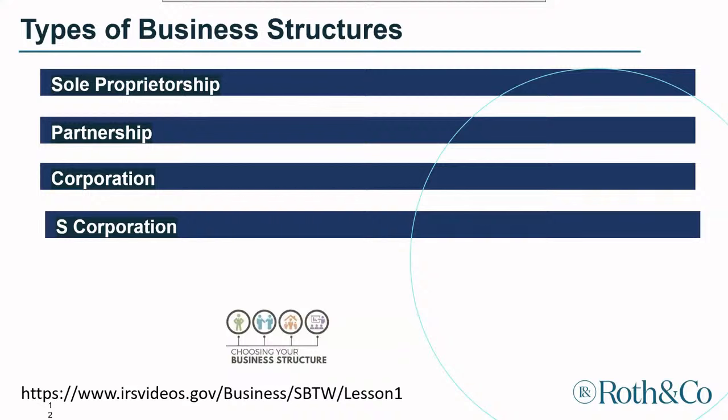Corporation. The third type of business organization is the corporation. Corporations are treated by law as a legal entity. The corporation has a life separate from its owners and has the rights and duties of its own. The owners of the corporation are known as stockholders or shareholders.